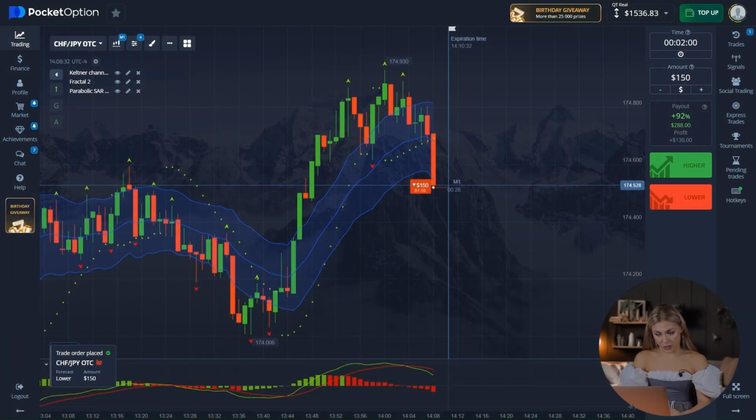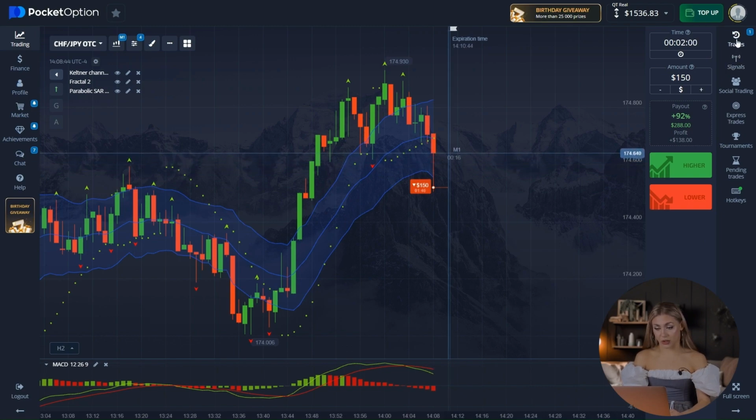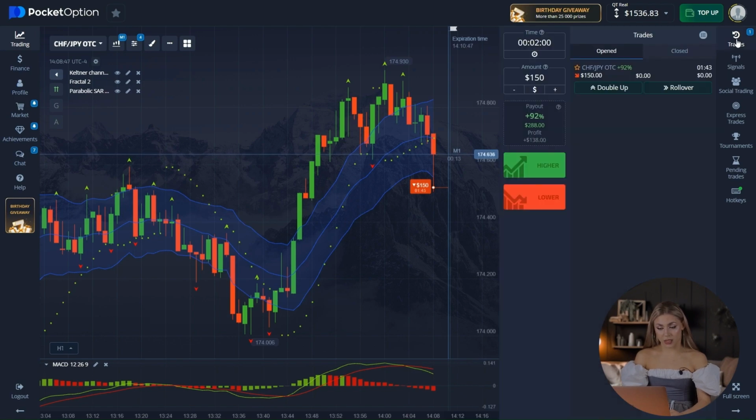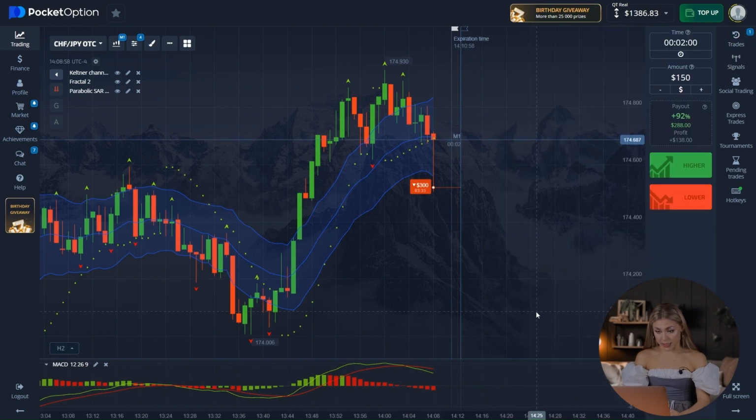I'll open a put option and let's observe to understand how we can use the rollover feature in Pocket Option. I think now might be a good moment if the chart goes against my prediction. It is heading that way, so let's use it right now. Let's go into trades, hit the rollover button, and confirm our intent.